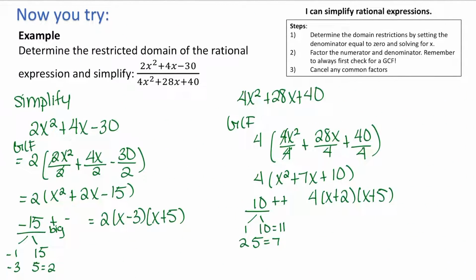So in this problem, we're going to go ahead and factor both expressions. Notice that the numerator has a GCF of 2, so we're going to factor that out. And then once we factor it, we factor the remaining trinomial, which gives us 2 times x minus 3 times x plus 5. If we look at the denominator, it has a GCF of 4, so we factor that out, and then we factor the remaining trinomial. So we have 4 times x plus 2 times x plus 5.